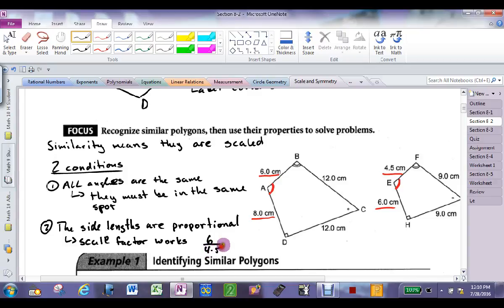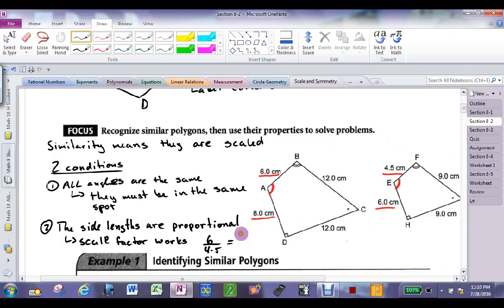4.5, because I got to be in the same spot. 6 is between this and the double arc, so I got to compare to the same side. Okay? Everybody with me? That will get me a scale factor. Now, if all of the scale factors are the same, then these are similar figures. So 6 compares with 4.5.